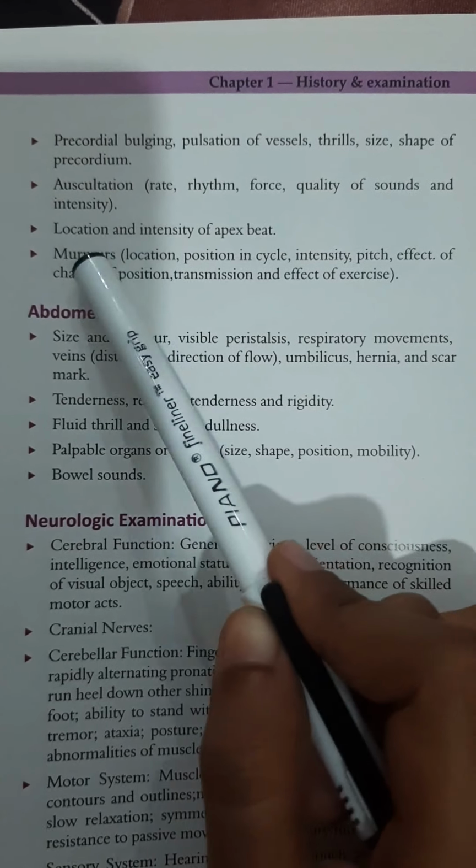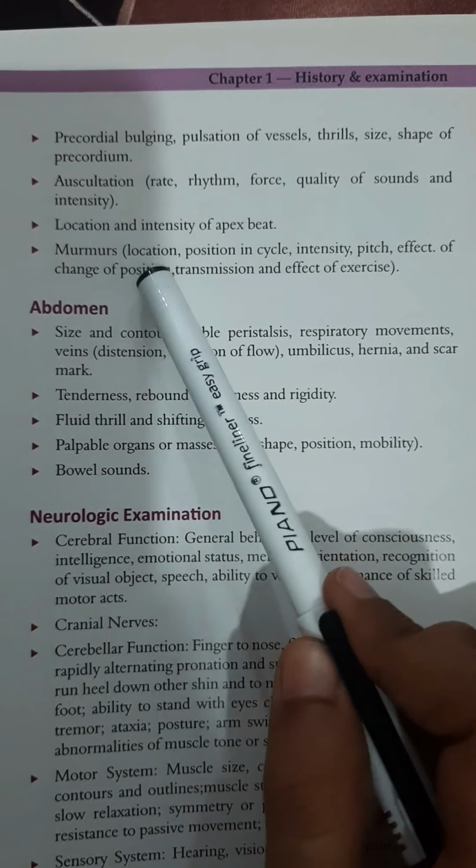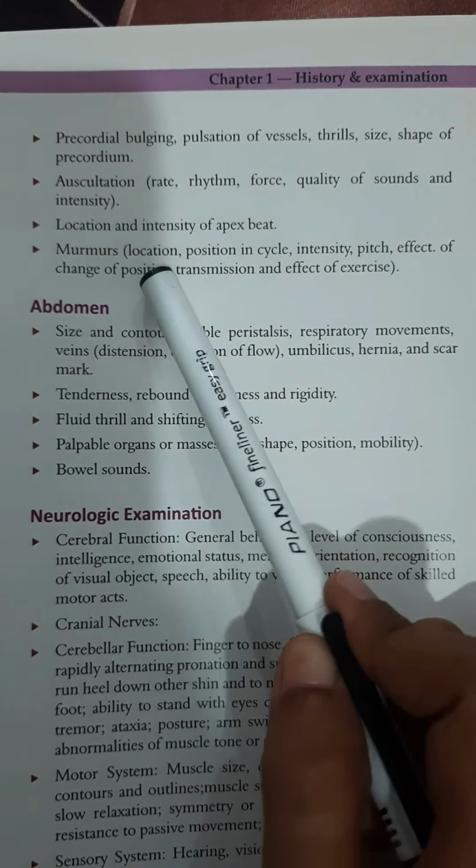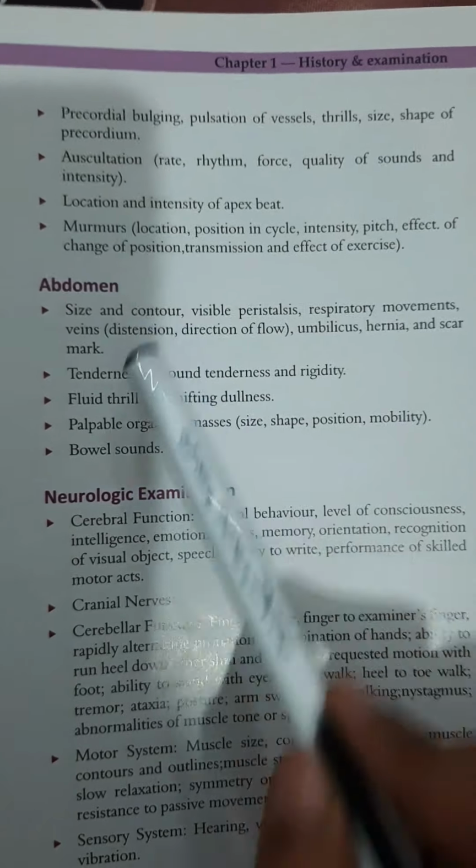Then we will check the location and intensity of the apex beat. Then we will check for the murmurs. We will check the location, position in the cycle, intensity, pitch, effect of the change of the position, transmission, and effect of the exercise. All these parameters have to be checked in the murmurs.